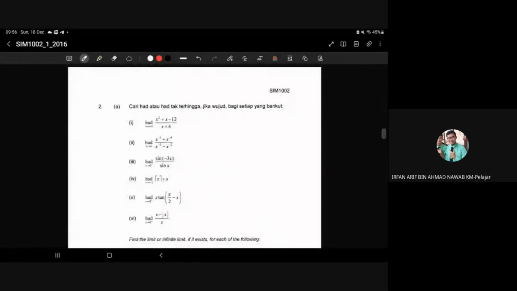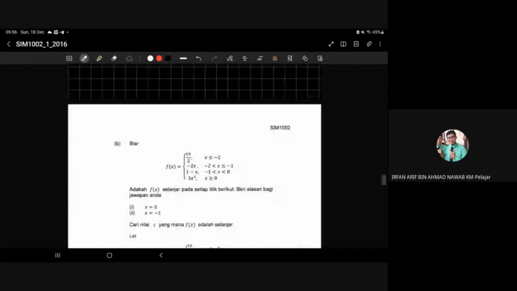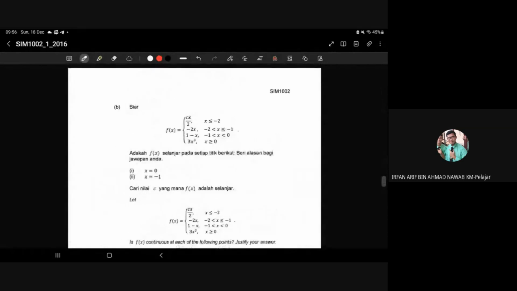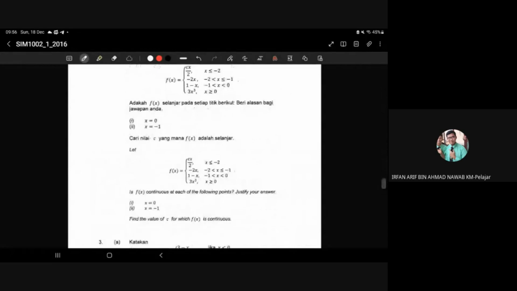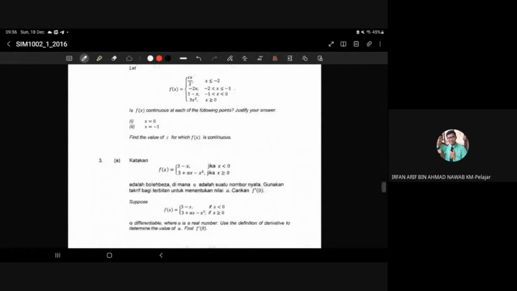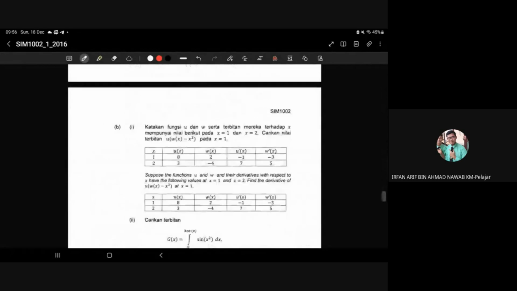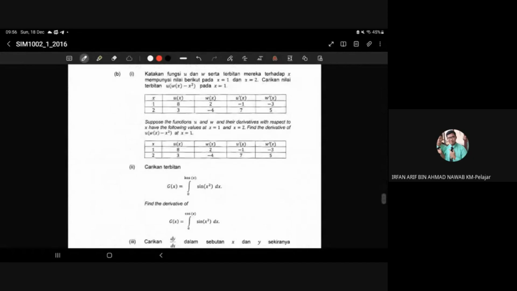All these are okay so far. And then here, continuity. Continuous, sorry. Okay, here, and for derivatives, yes.